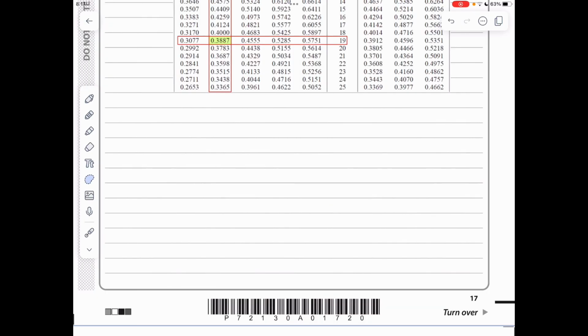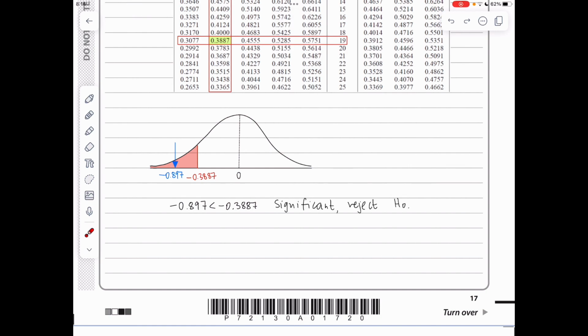null hypothesis. Now, to reach a conclusion, I usually like to draw a bell-shaped curve here centered at 0. These are the possible values for the product moment correlation coefficient. It goes from -1 to 1. I will start by marking my critical value at -0.3887. So this is the critical region here. If I fall in this critical region, I will be rejecting the null hypothesis. I have seen -0.897. So obviously we can say that what we have seen is less than the critical value. It's in the critical region. So this is significant. We reject H0, which means that there is evidence of a negative correlation between X and Y.